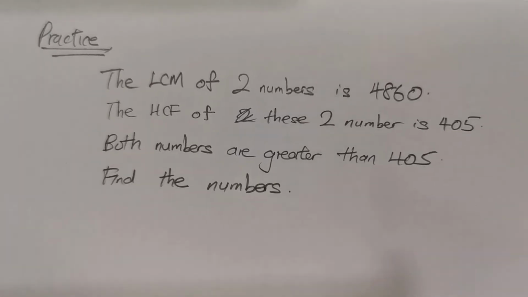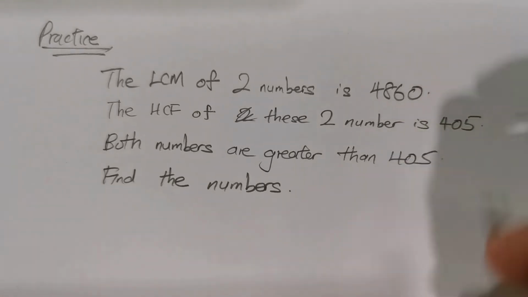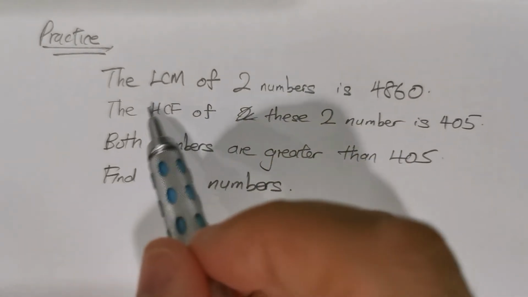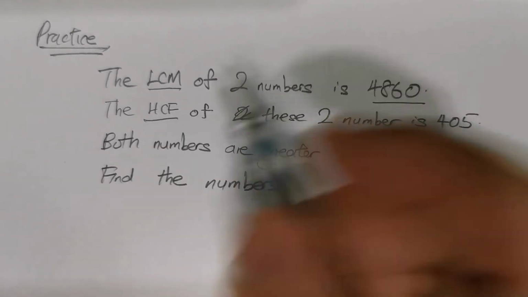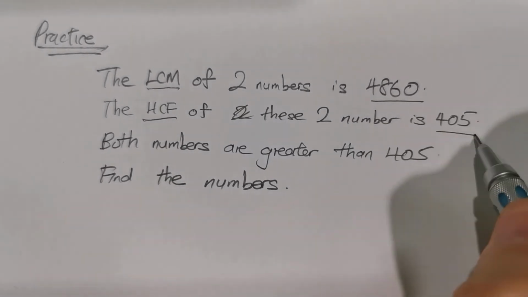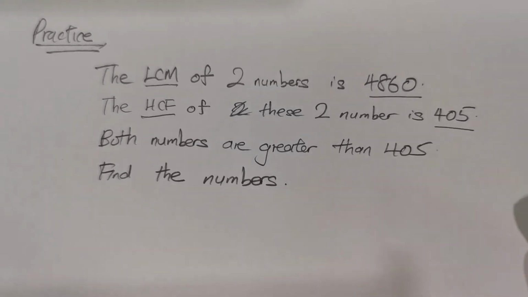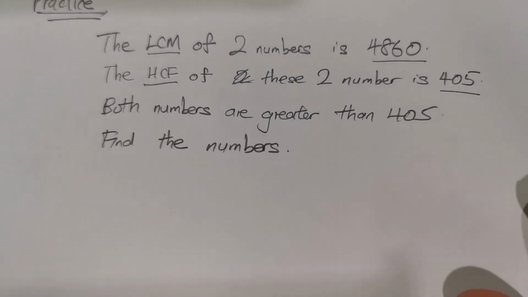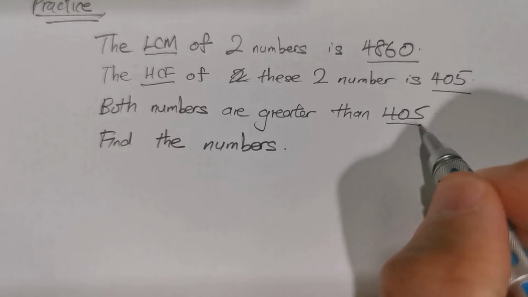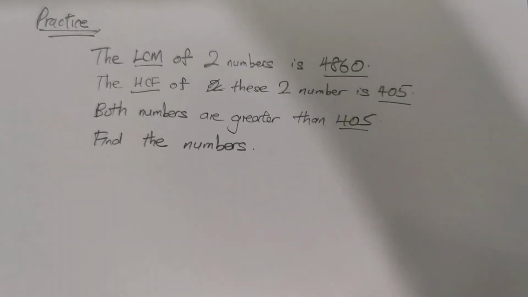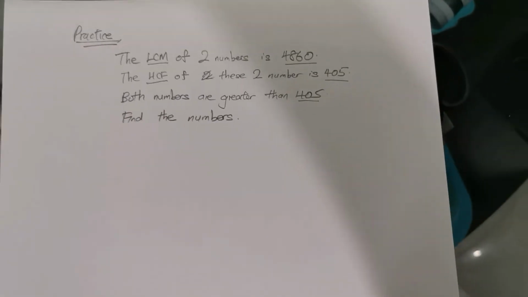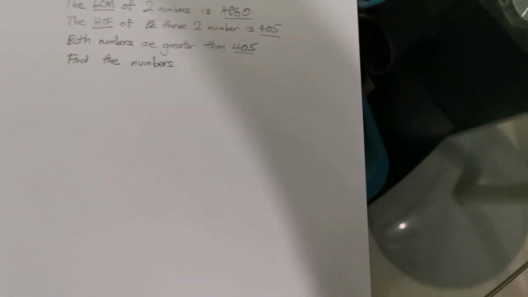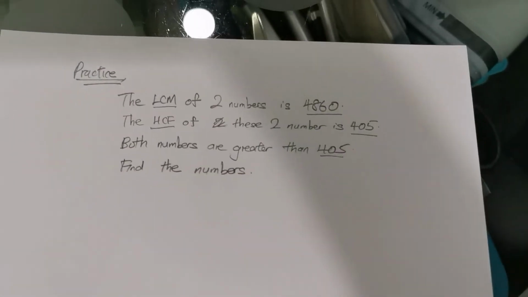So here they say that there are 2 numbers. As usual, there are 2 numbers. They first say that the LCM is 4860. The HCF is 405. And both numbers must be greater than 405. Okay, let me zoom this out for a while so that I have more writing space later.